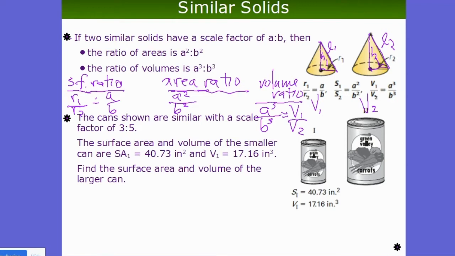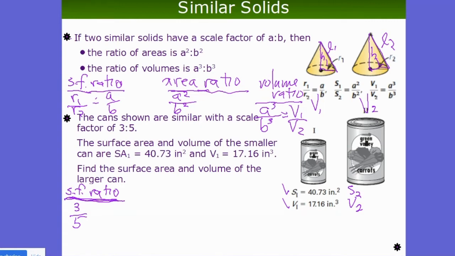And I always write things down with a label because you're going to see a lot of ratios and it's very easy to get confused. So to organize your work a little bit, write the label down. This is the scale factor ratio. It's 3 to 5. Got it. The surface area and volume of the smaller can are known, and they're these values right here. They want you to find the surface area of the larger can as well as its volume.